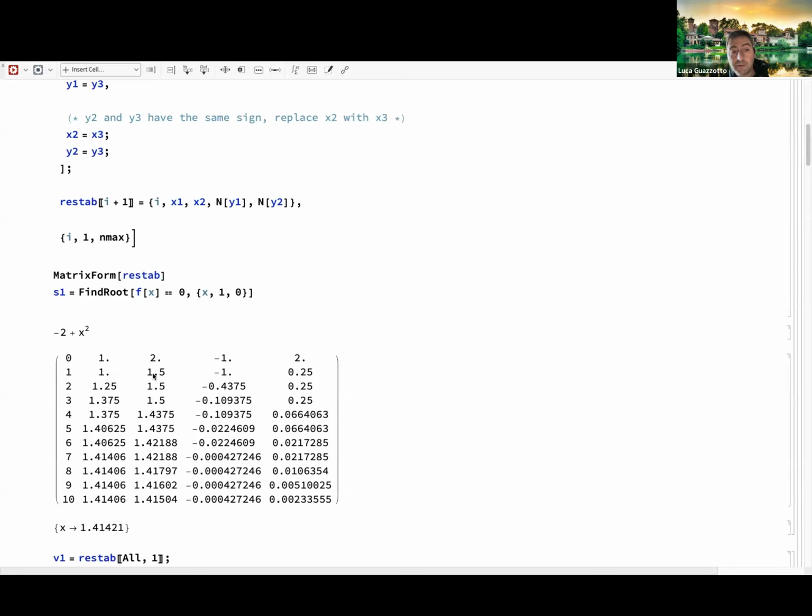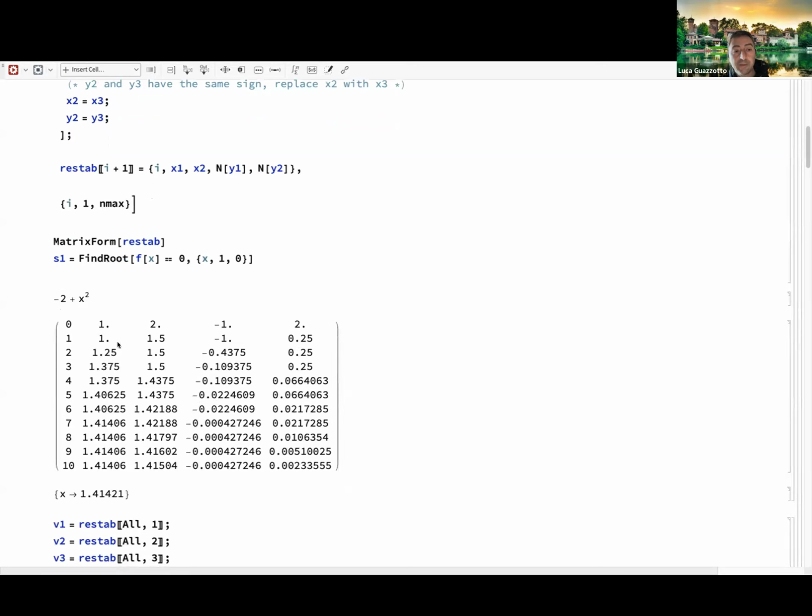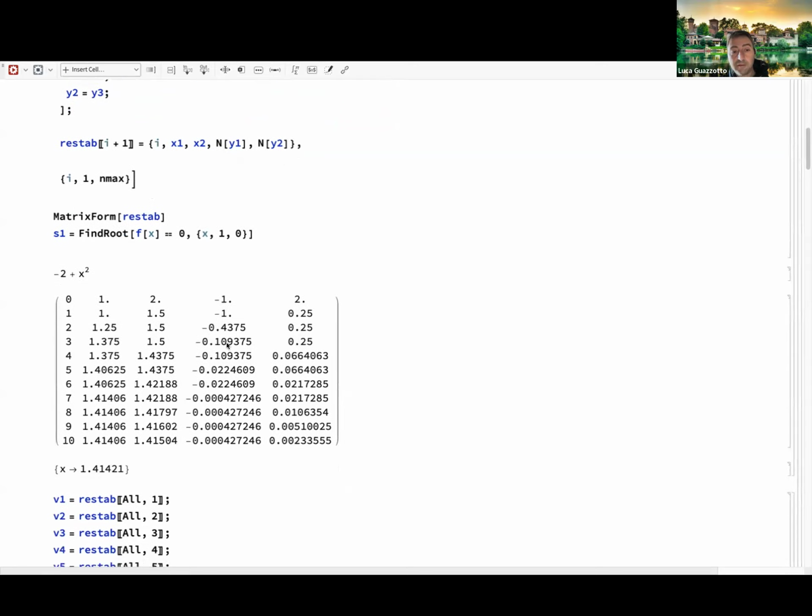The function for 1.5 is positive, so I keep the 1 and the 1.5, and I see that here I went from 2 to 0.25. Next iteration, I get 1.25, and little by little these two numbers get closer to 0 on both sides, and these values get closer to the actual square root of 2, which is this number here. But you see that after 10 iterations, it's not too bad.